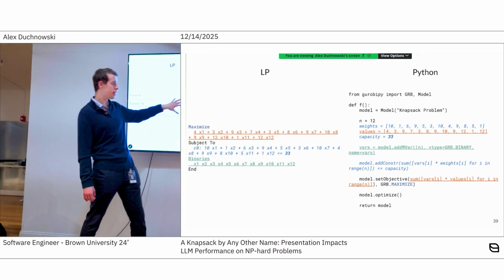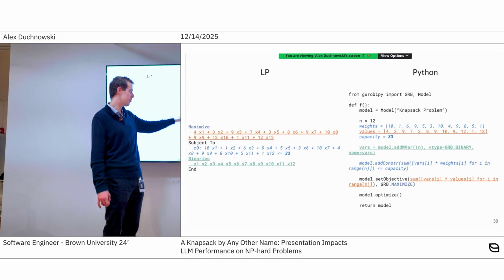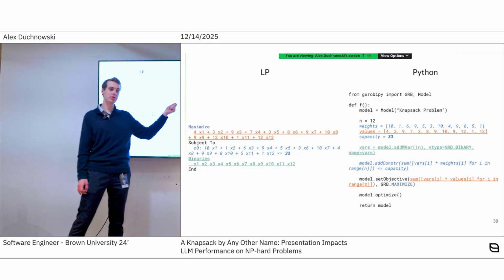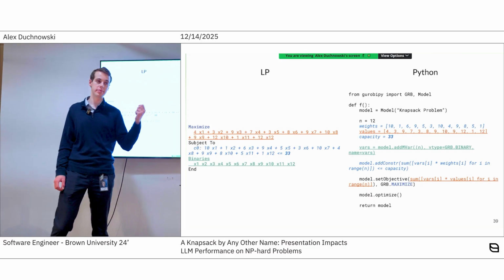That's what's happening on the left here in the LP, and then Python does a similar thing where you return a model that once it's optimized will have solutions in it if solutions exist, and if so, it will give you the best possible answers.